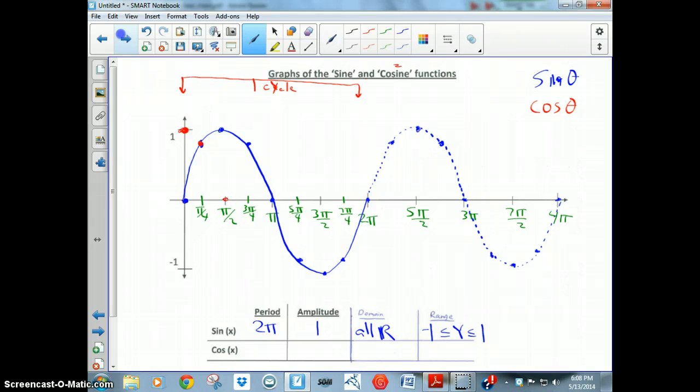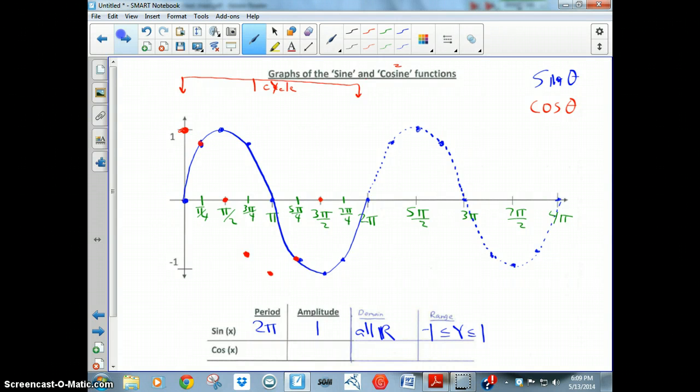At pi over 2, we're at 0. Just going through those table values. At 3 pi over 4, it's negative 0.7071. At pi, we're down at negative 1. That's the minimum of our data. 5 pi over 4, we're back to negative 0.7071. At 3 pi over 2, we're back to 0.